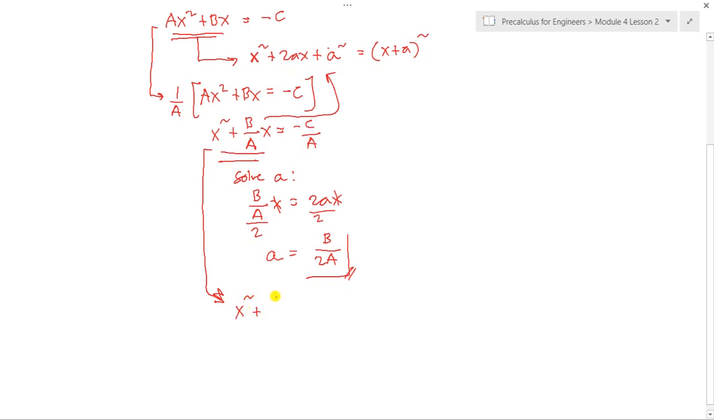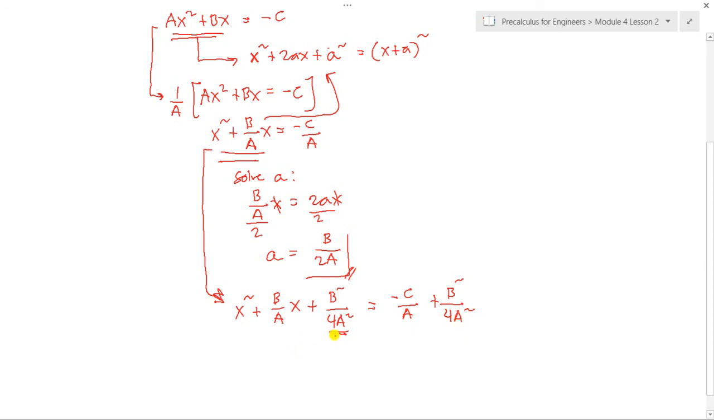x squared plus b over a x. And then how about its third term? That is just the square of our value for a. Since our value for a is b over 2a, i-square mo lang yan. So that would be equal to plus b squared all over 4a squared, and then is equal to negative c over a. Since nagdagdag tayo ng b squared all over 4a squared sa left side, idagdag din natin sa right side. So plus b squared all over 4a squared.